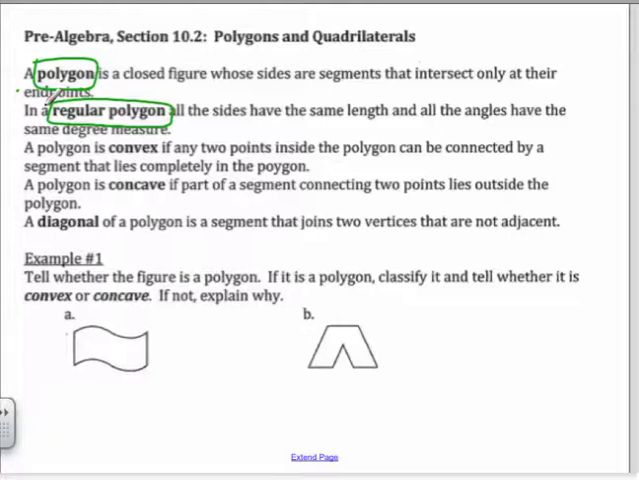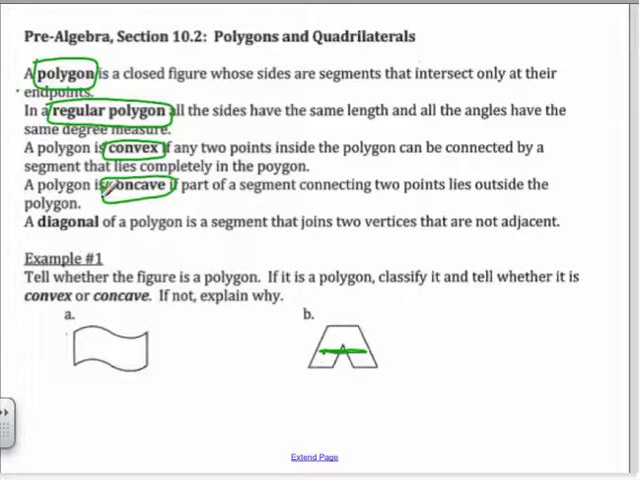A polygon is convex if any 2 points inside the polygon can be connected by a segment that lies completely in the polygon. Does this one look like it's convex? No. Do you see that there are 2 points inside the polygon, but when I connect them, the line actually goes outside the polygon? This is not convex. It's called concave. A polygon is concave if part of a segment connecting 2 points lies outside the polygon.